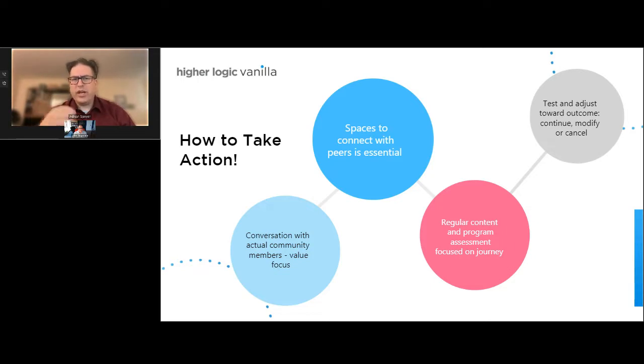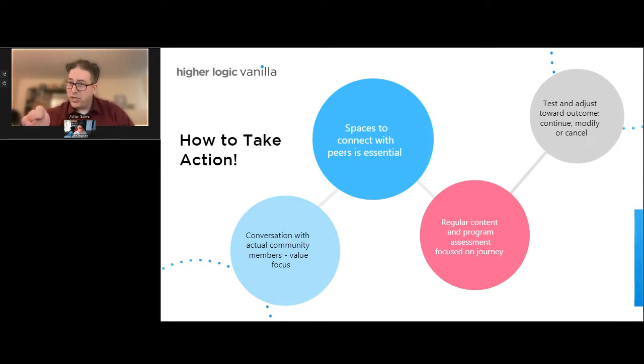The other thing is regular content and program assessments focused on the journey. So you want to look at your personas. I always talk about the holistic persona. It's really important to me that people consider that your marketing team probably has a persona. How are they engaging with the community? What are the things that you're doing? And what are those programs that you can build that create habits and value so people want to come again and again? And then finally, you want to test and adjust toward an outcome.